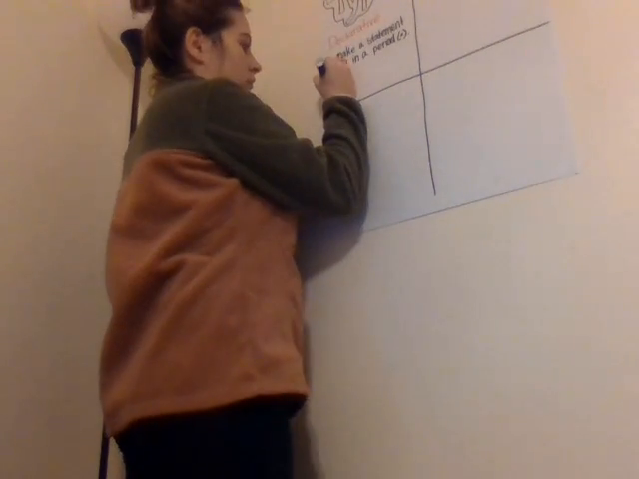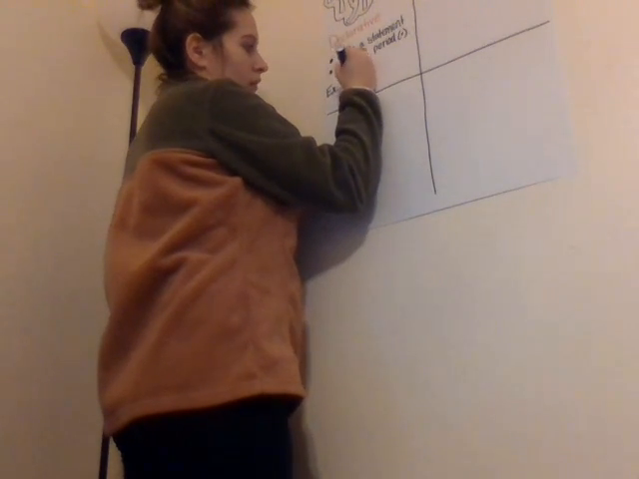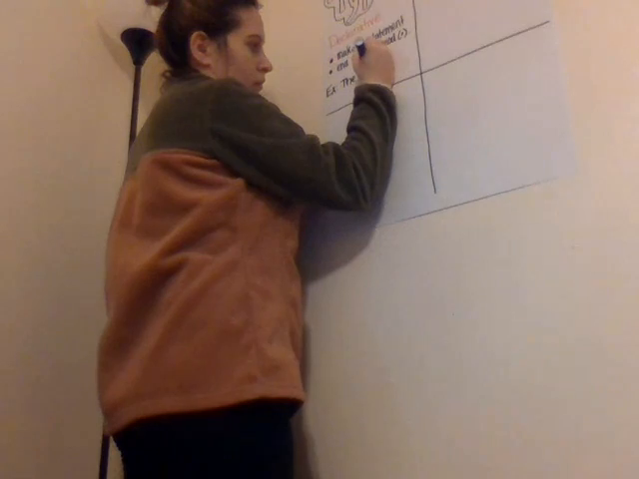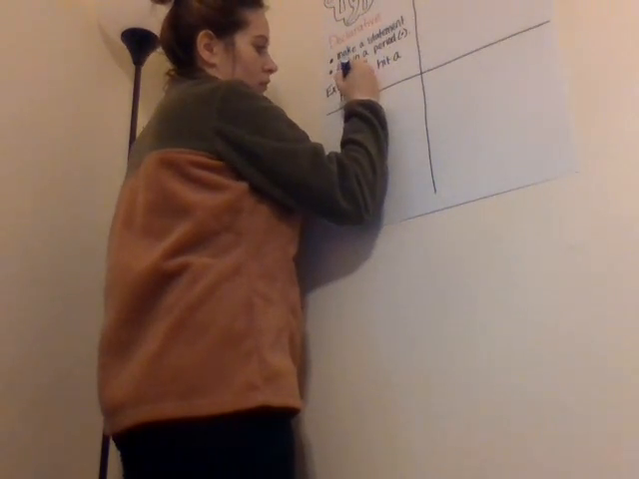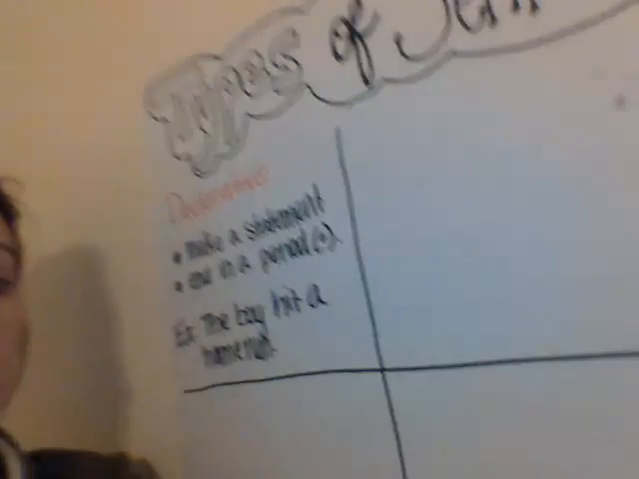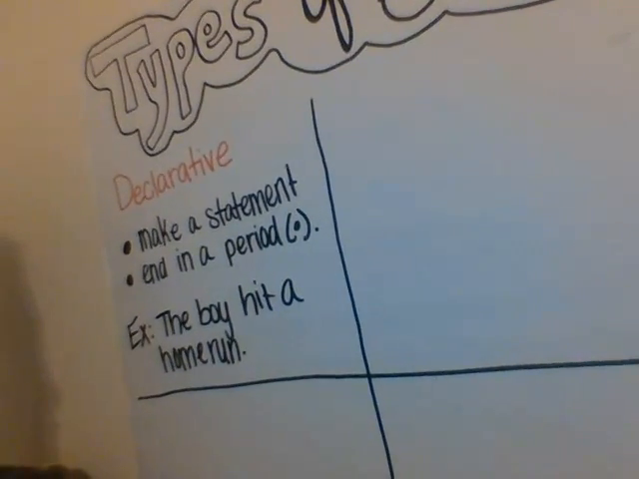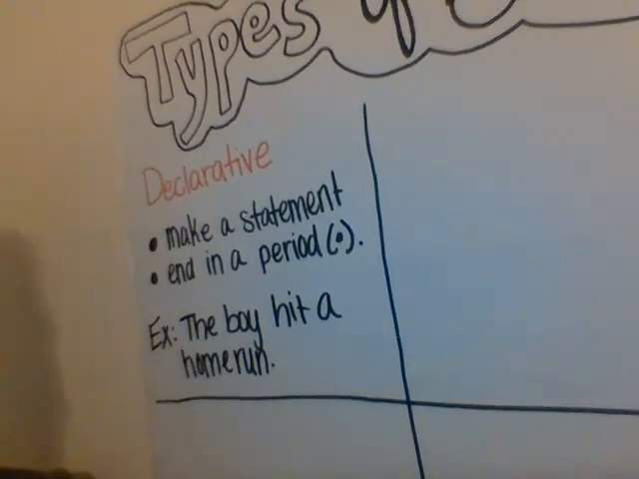So I'm going to give you an example. The boy hit a home run. See, that's just your typical sentence that I'm just making a statement. I'm telling you a fact. The boy hit a home run. Simple. All right? That's your declarative sentences.